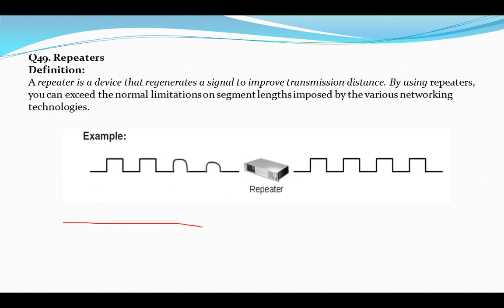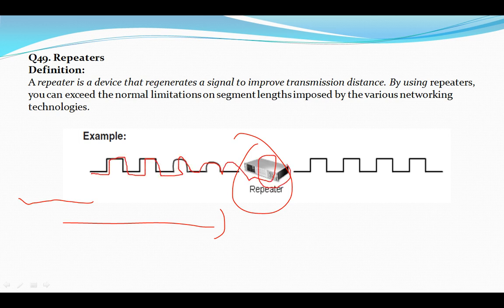The meaning is very simple. Say we have a repeater here and data transmission is happening. The strength is very good from here to here, but then it goes down. Once it comes to the repeater, it improves the strength of the data. Now it will be very good up to the destination.